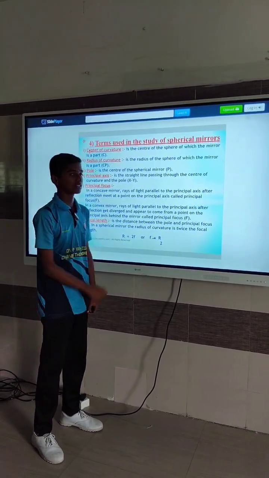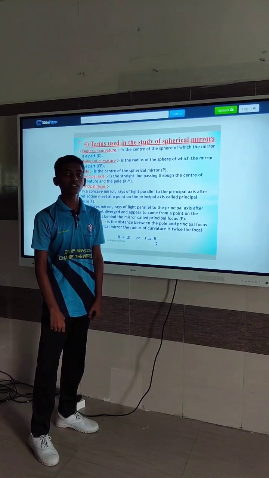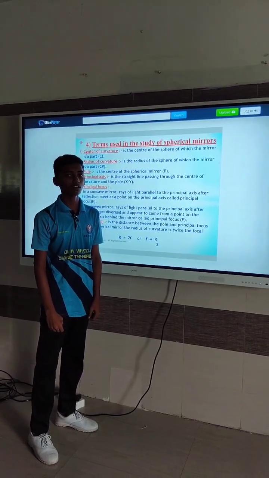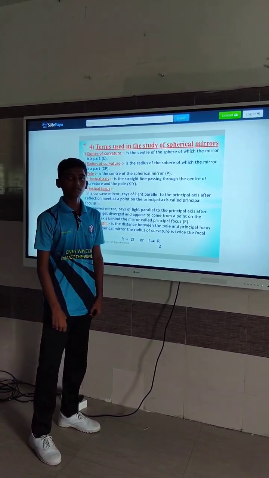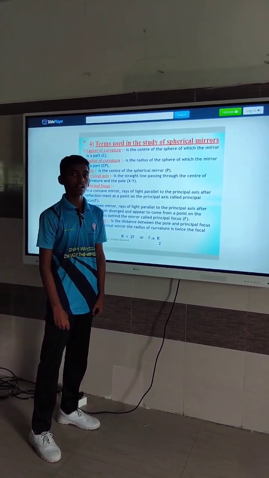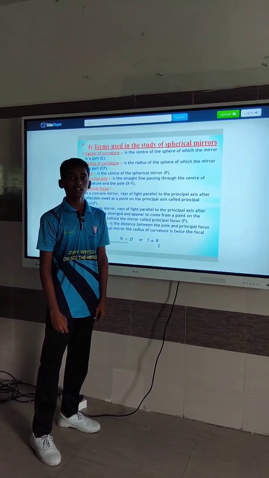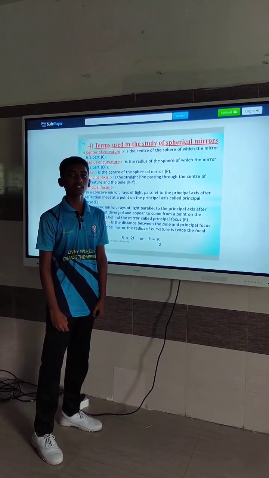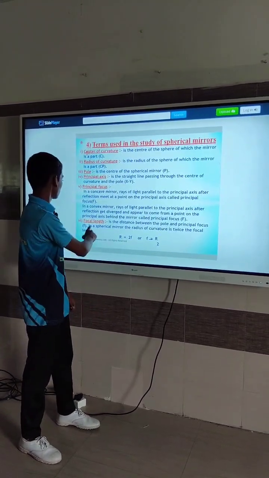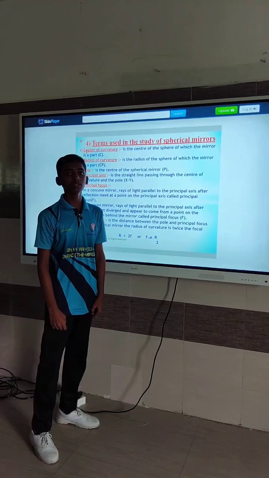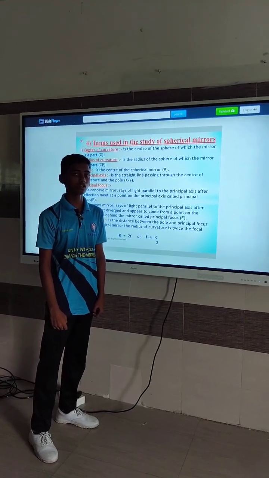Fourth one, principal axis. A straight line passing through the center of curvature and pole is called principal axis. Fifth one, principal focus. The light meets at one point after reflection on the principal axis. That point is called principal focus. Sixth one, focal length. The distance between pole and focus is called focal length.